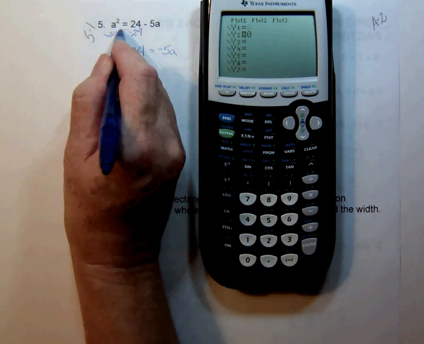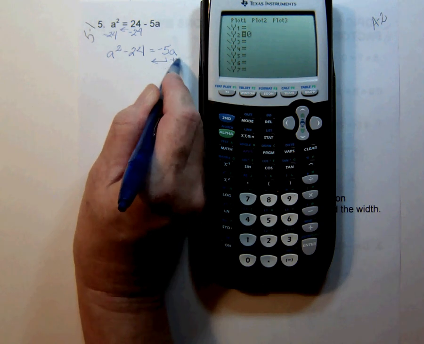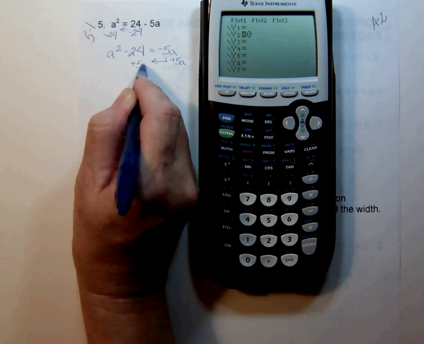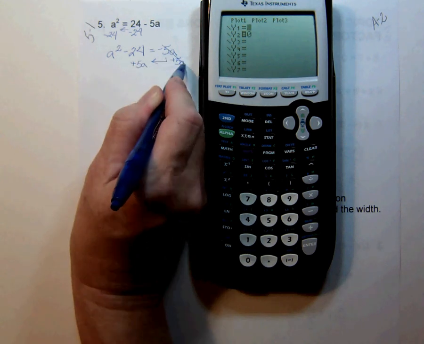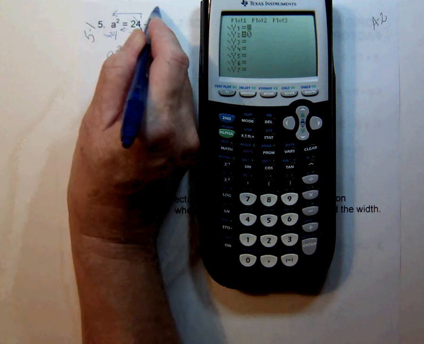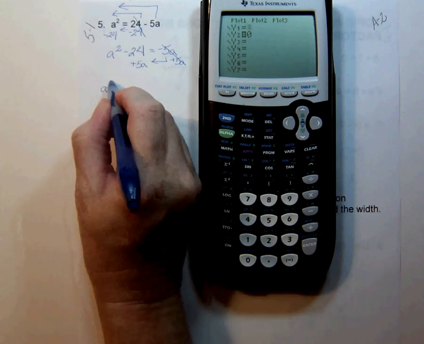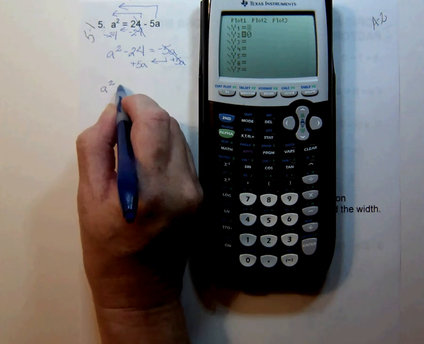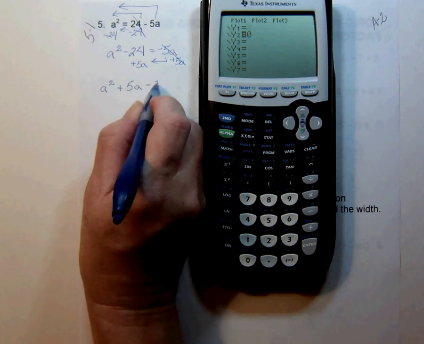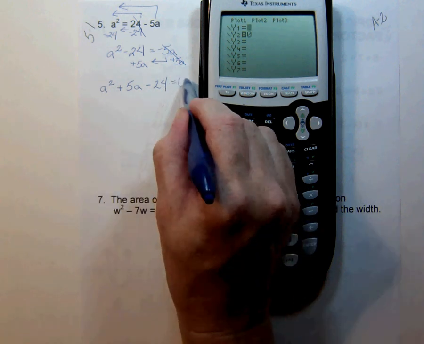Now let's move this one over by adding a 5a. So if you add a 5a to this side, this one goes away. Notice how all I did was move this over there and this one over there. So that became a squared plus 5a minus 24, in descending power order. Now everything is set equal to 0, and you can use your calculator.